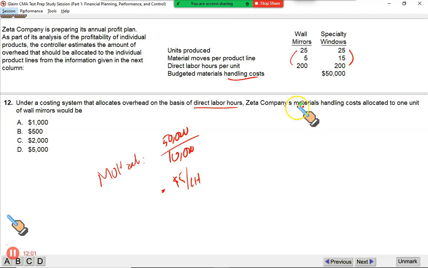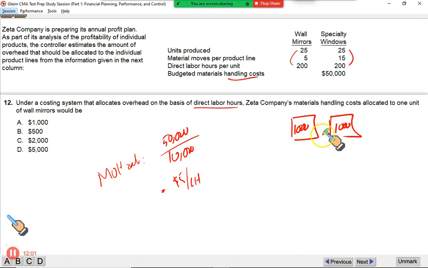Now to calculate how much material handling cost should go to wall mirror and specialty window: each labor hour, not the labor hour cost we pay to the labor, this is the manufacturing overhead rate, or in other words, material handling cost per labor hour. If this item takes 200 labor hours, 200 times 5, this item should take $1,000 of the material handling cost. This item, specialty window, takes 200 labor hours. Each labor hour is priced at the rate of 5. For handling cost, $1,000. This is the peanut butter approach.